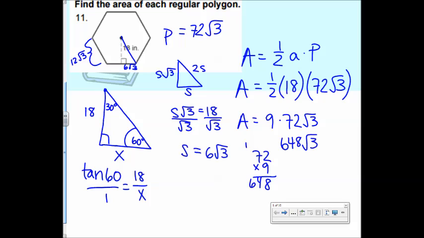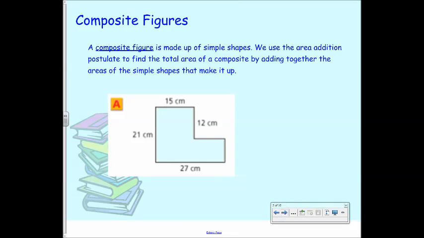Okay. All right, so this is like one section of it. We're also going to talk about composite figures, which we talked about a little bit a couple of days ago. A composite figure is made up of simple shapes. So we can't use the area equals 1/2 apothem perimeter for this because this is not a regular polygon. So I think, Miguel, you might have said it a couple of days ago, but what can you do to find the area of this shape? Because it's not a shape that we know. So what could you do? We're gonna make it a shape you do know.